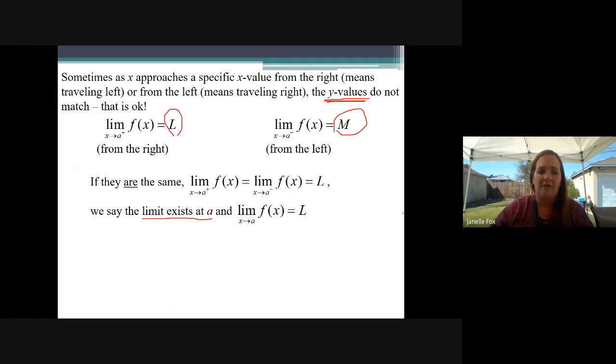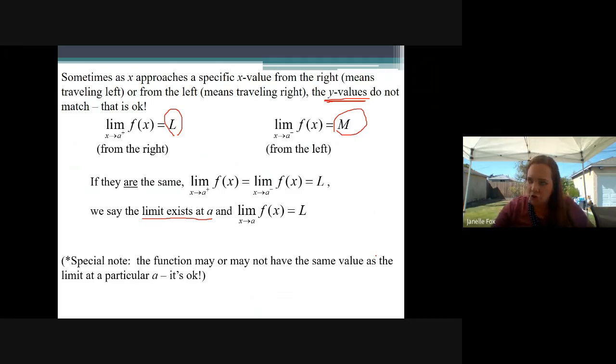So when you don't have a plus or a minus, you just do it from both sides. And if those two y values are the same, boom, just like that, we say the limit exists, and it is that number. So the limit exists if they are the same.